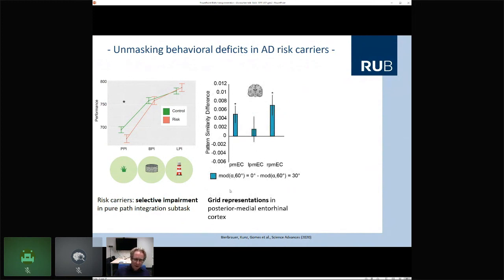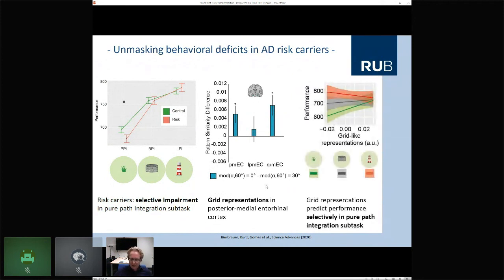We also found grid representations in the posterior medial part of the entorhinal cortex, and found that the grid representations predicted performance selectively in the pure path integration subtask. So participants with more pronounced grid representations did better in the task, but this relationship occurred only in the subtask where they could only rely on the visual cue, on the visual flow.